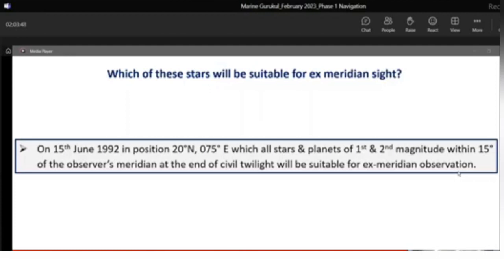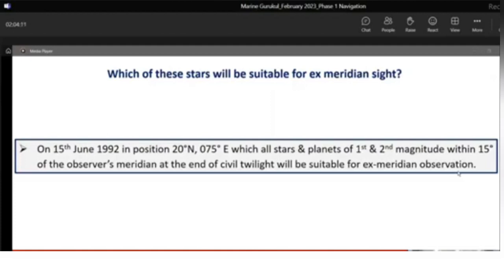Limit, sir. EML. Meridian. Ex-meridian limit. Exactly. Very good, beta. So we have to check whether the star is within the ex-meridian limit or not. We need to check two things. First, what is the limit of each of these five stars? Every star will have a different limit because it will have a different declination.